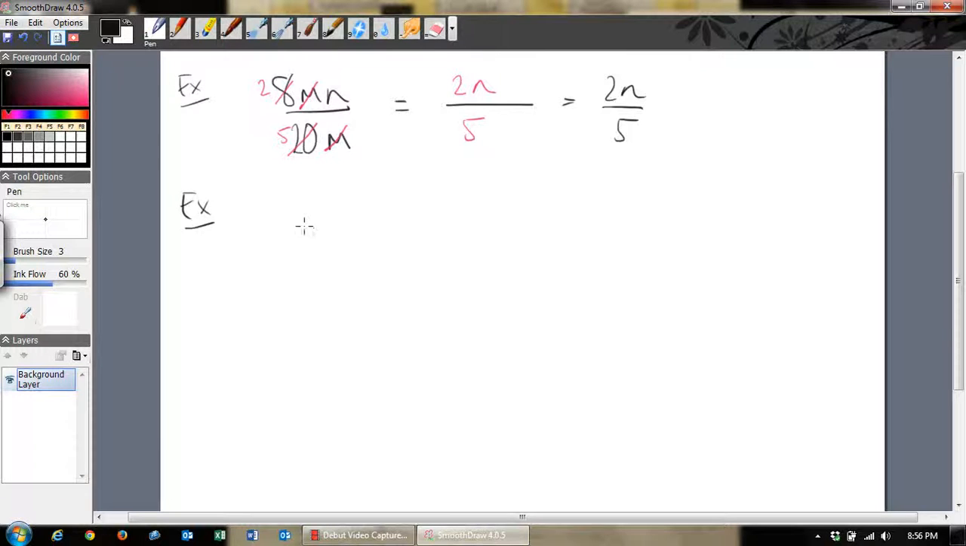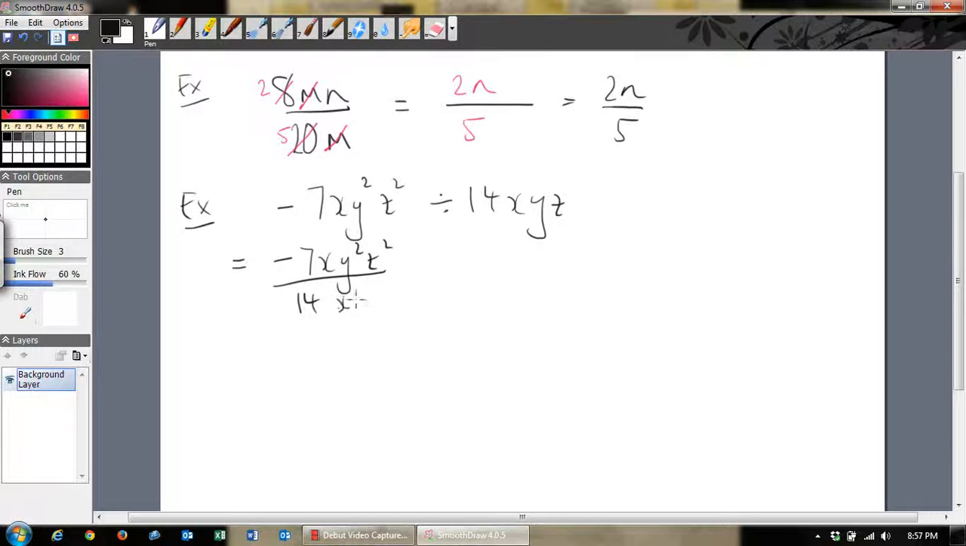Okay, I'll just do a bit more of a complicated example. Something like this: negative 7xy squared z squared divided by 14xyz. I'll do this one slowly, but you'll probably see faster ways to do this. So firstly, let's write it as a fraction. We've got negative 7xy squared z squared over 14xyz.